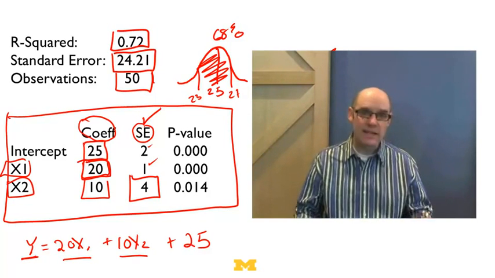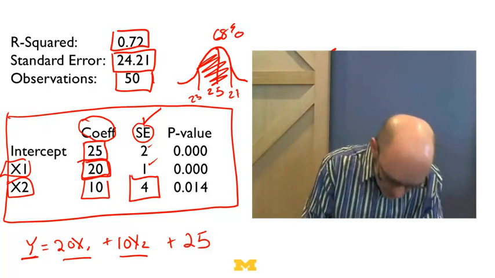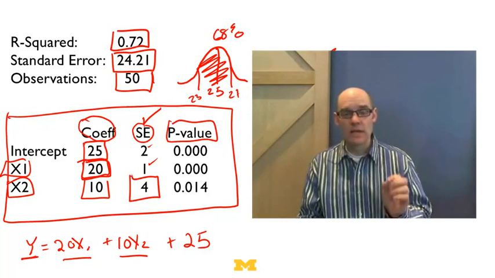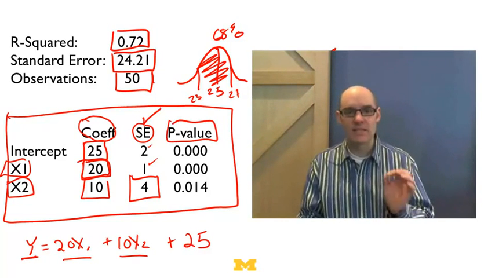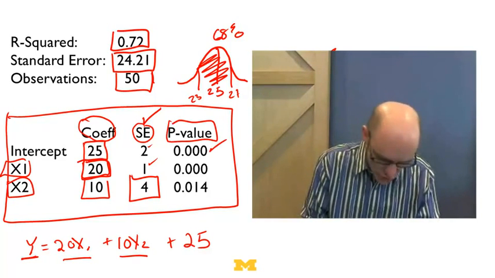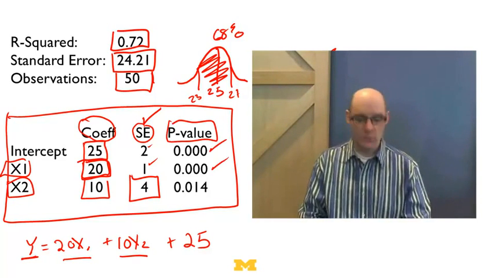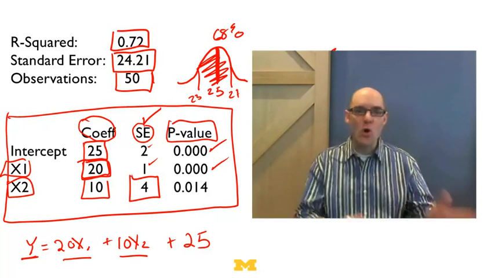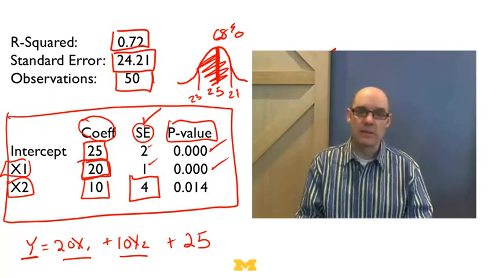So you think, well, why don't they tell us that? And the answer is they do. So this column right here, this thing that says p-value, that tells you the probability that the sign is wrong. So what this is saying is there's no way those two signs are wrong. If you think about drawing this bell curve, we're getting an estimate of 25. There's no way the real coefficient is negative.